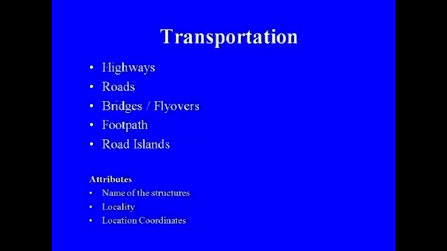Another important thing is transportation facilities such as highways, roads, bridges or flyovers, footpaths or road islands, because these would not be subjected to property tax assessment and have to be taken out from the data set when a proper assessment of the land is being made, because this is government land and thus may not be put to the assessment procedure. These will have attributes like name of the structure, locality and the location coordinates.